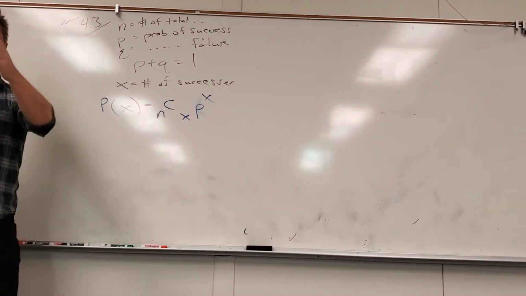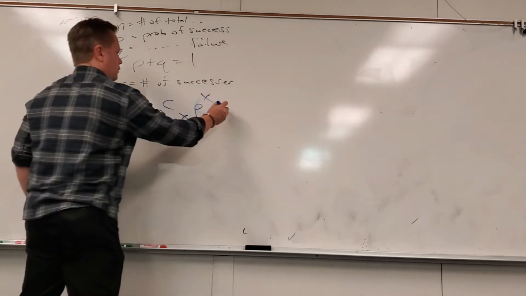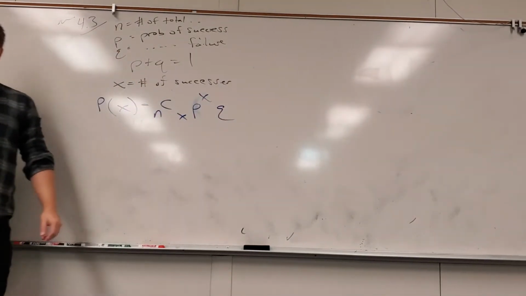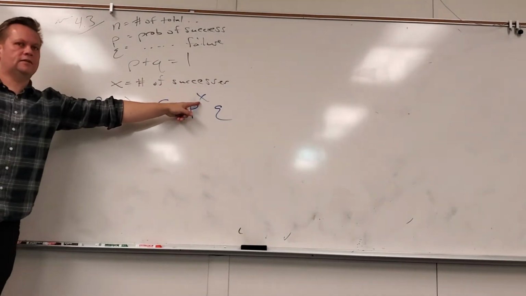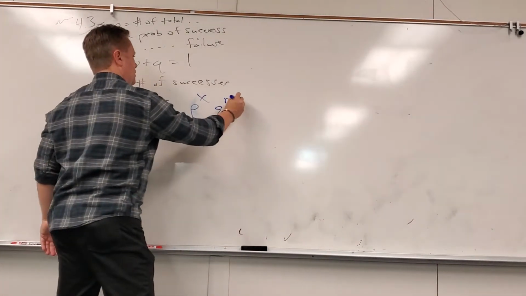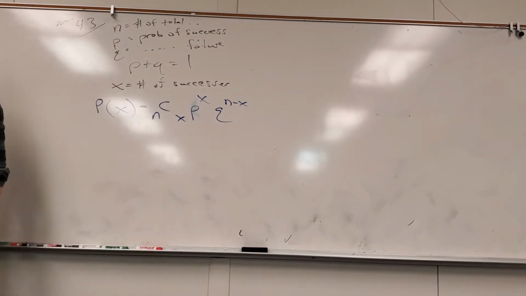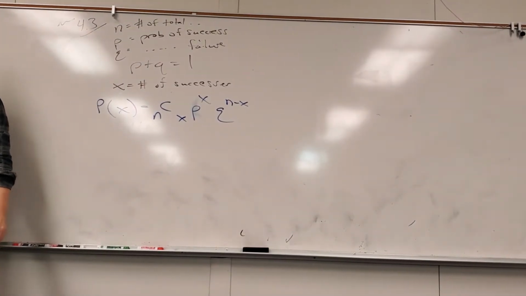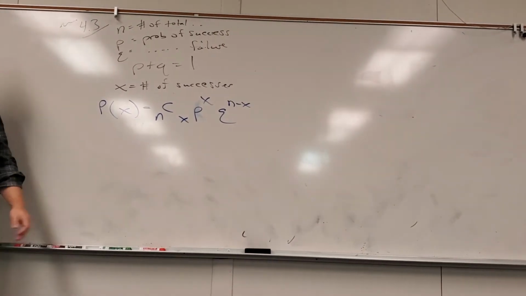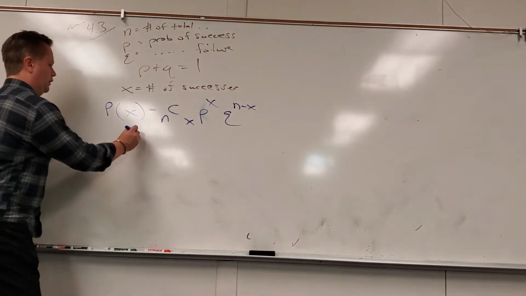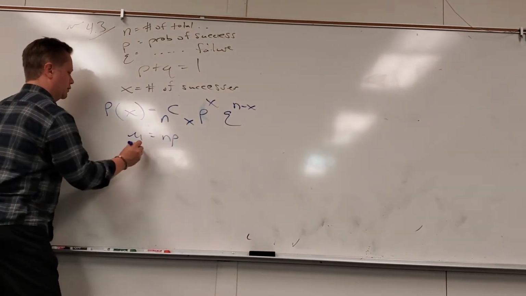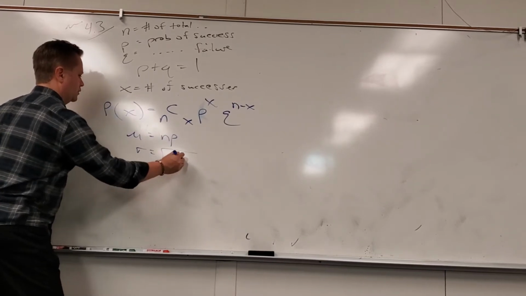And the part of the formula that looks the weirdest, but the rest have to be failures, right? I had N total. I took X of them to be successes. So what's left is N minus X. Okay. That's the formula for that. And then we got the little mean formula for this situation and the little standard deviation formula for this situation.